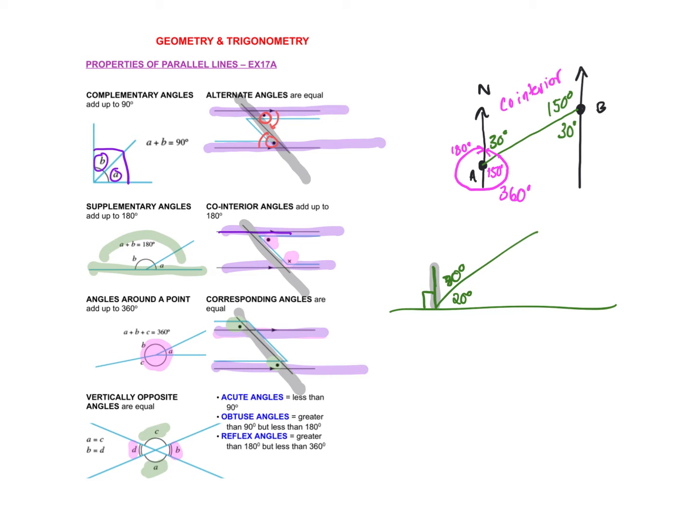Acute means it's less than 90. Obtuse means between 90 and 180. And reflex is bigger than that. So it's not like you get asked to define it.